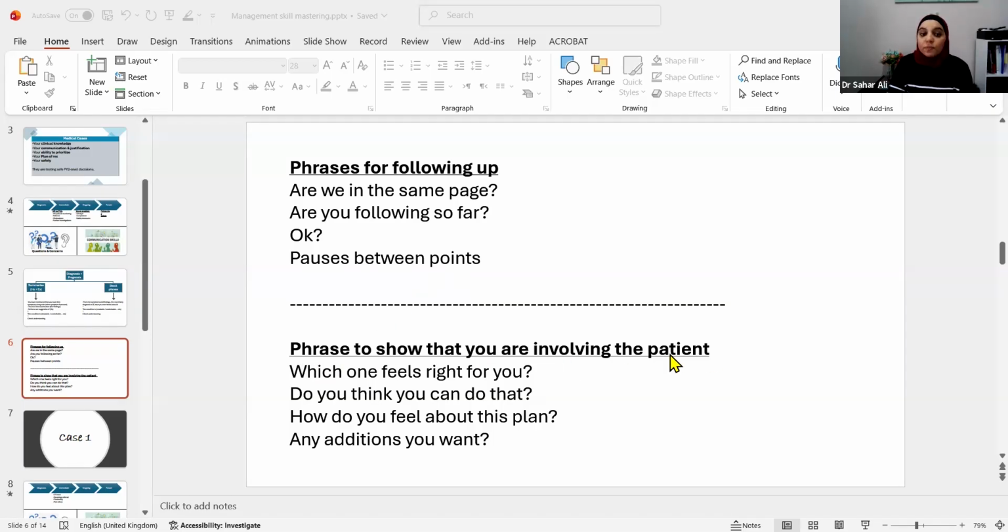In terms of involving the patient, it's important, okay, to involve the patient. How to show that you are involving the patient? How do you feel about this? Which one feels right for you? Do you think you can do this and that? How do you feel about that? What would you say about that? Okay? Some phrases you can use to show that you are involving the patient.